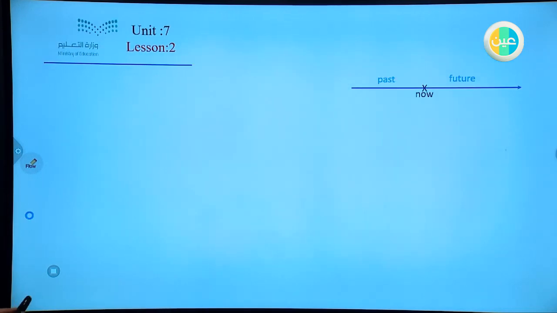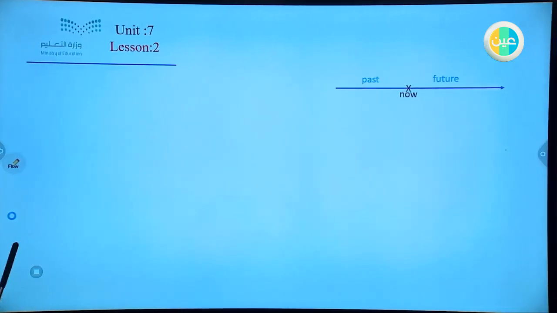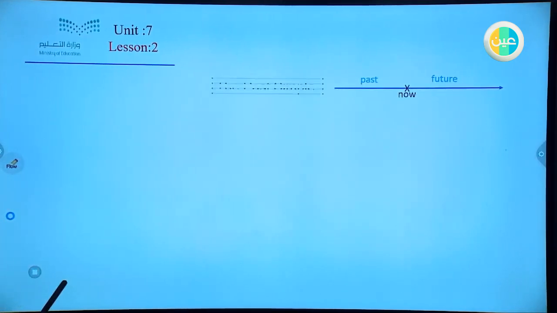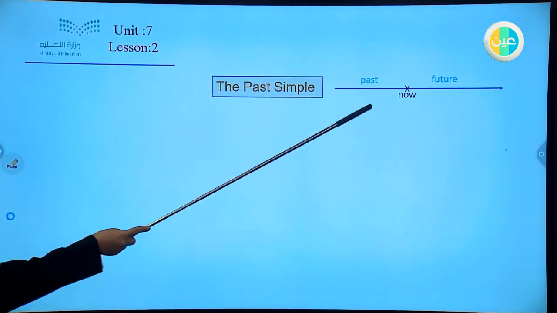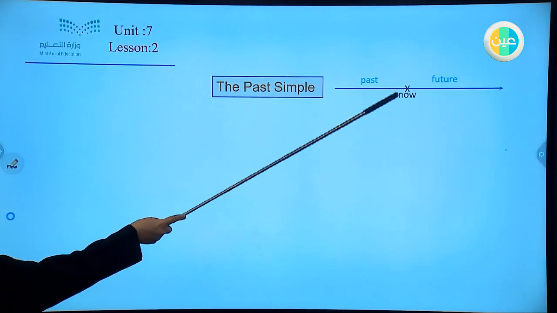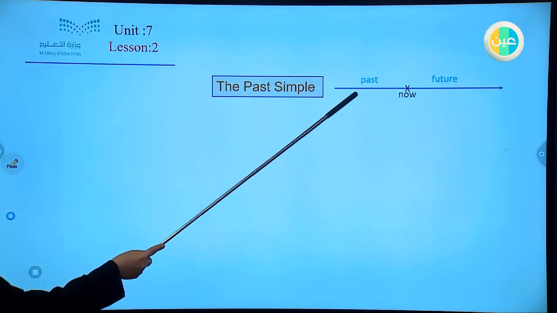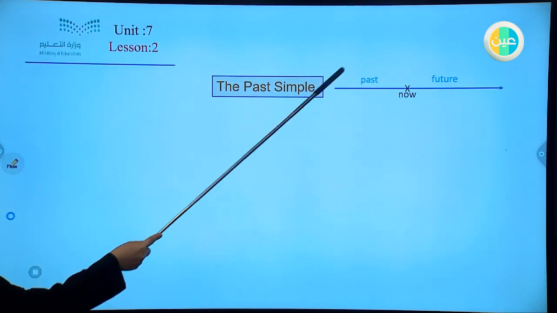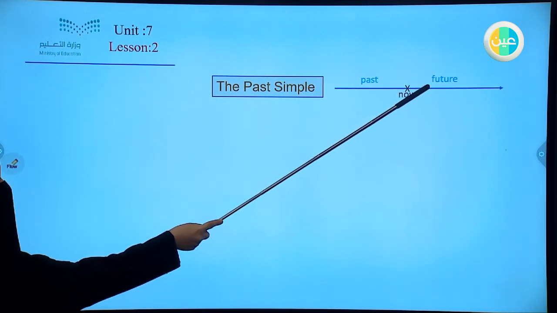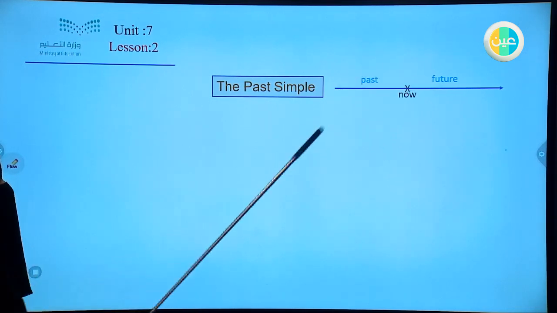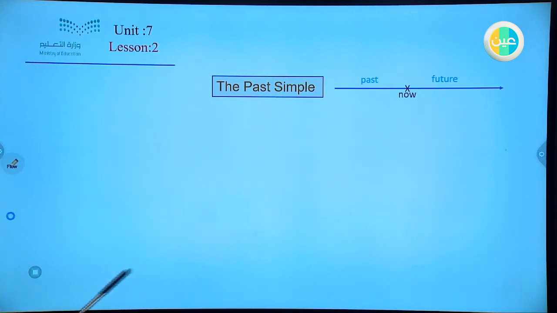Before we start the lesson, let's remind ourselves about the past. What did we do in the past? Okay, this is the timeline. Now we are here, and the past is actions, things that happened and finished, and this is the future, things that will happen next time, okay? Today we are going to revise what we said about the past.